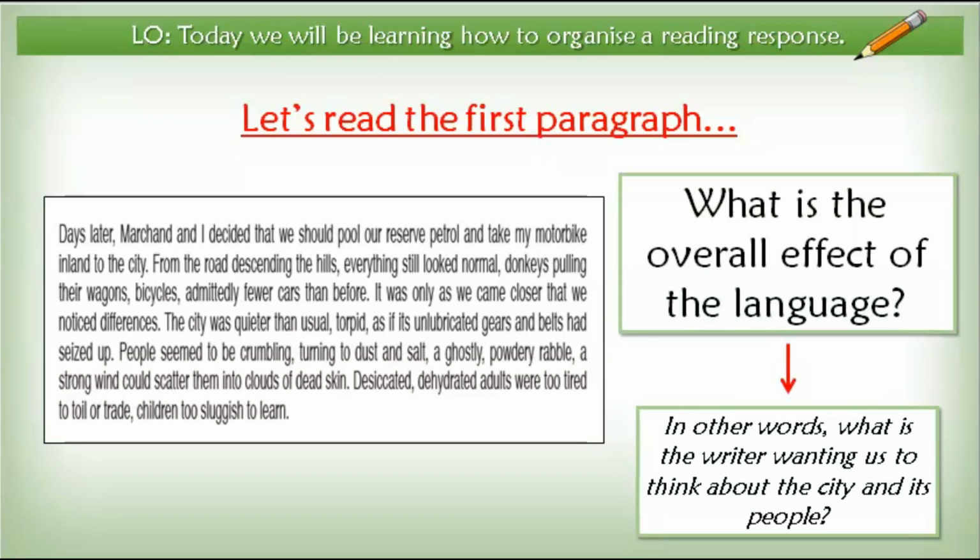Usually there's quite a few powerful images or powerful phrases which you can use, so choose images and phrases where you know the meaning of all of the words which the writer chooses to use. Of course, once you've read the extract, you need to think carefully about what the writer is trying to achieve, or what the overall effect of the language is. In other words, what is the writer wanting us to think about the city and its people? Pause the video now and have a think.